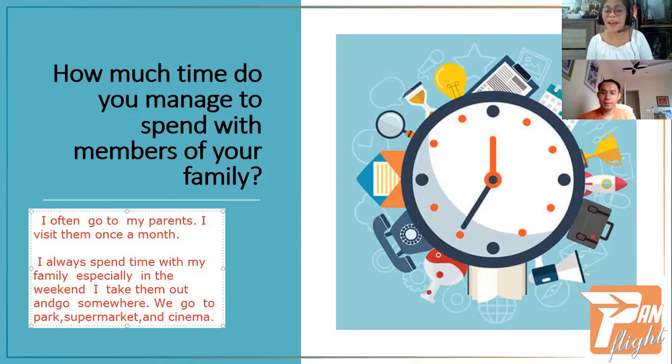Wow, you spend a lot of time with your family. Can you read this one, if this is correct? I often go to my parents. I visit them once a month. I always spend time with my family, especially the weekend. I take them out and go somewhere. We go to the parks, supermarkets, and cinema. You are the one who made this. I only typed.